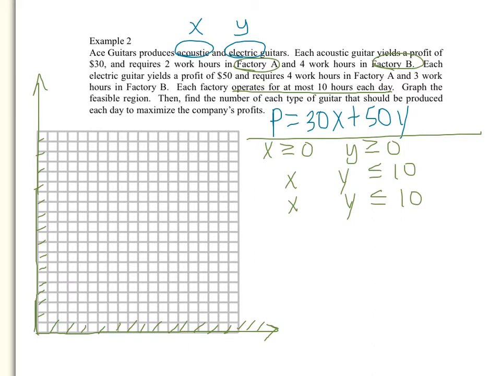Looking through the acoustic guitar, it says it requires 2 hours of work in factory A and it requires 4 hours of work per guitar in factory B. The next thing I see is that electric guitars also need to go through each factory A and B, and the electric guitar requires 4 hours of work in factory A and 3 hours of work in factory B. We've used all the information that we've been given, so there are no further constraints that we need to write.